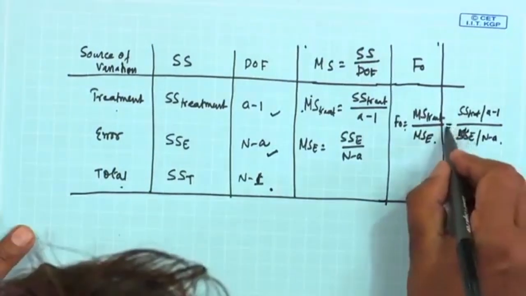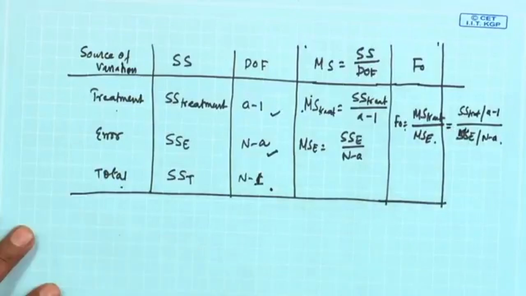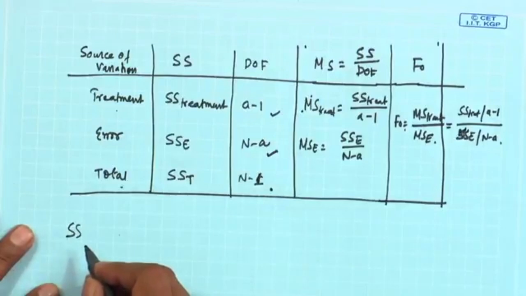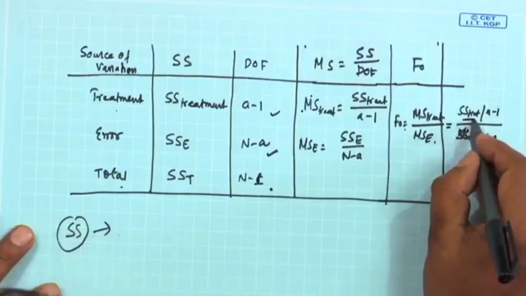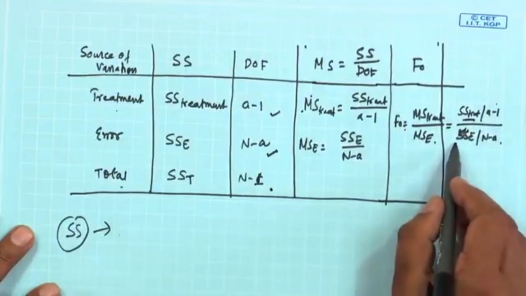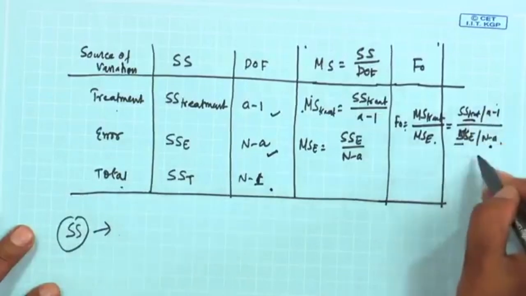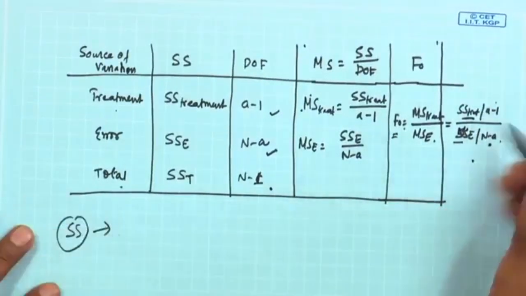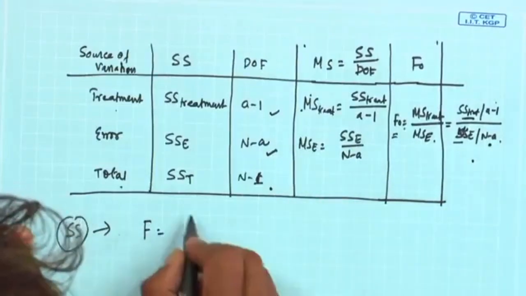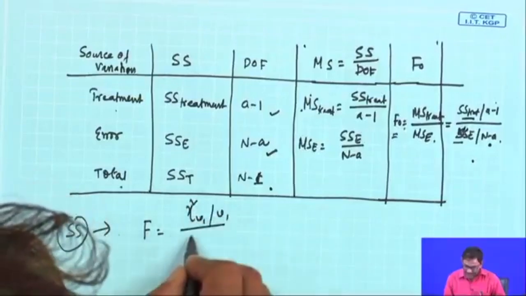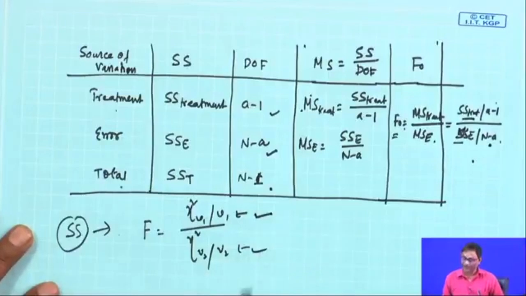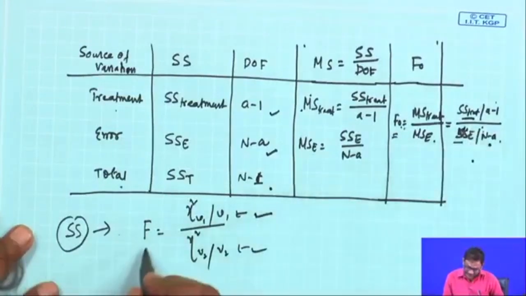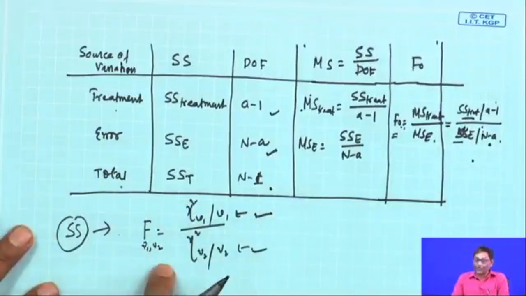If you recall, when I talked about sampling distribution, I gave you that SS follows a chi square distribution with n minus 1 degrees of freedom. So, here SS treatment follows a chi square distribution with a minus 1 degrees of freedom, and SS error with n minus a degrees of freedom. F0 is the ratio of two chi square variables weighted by their respective degrees of freedom. For the F distribution, we say chi square nu 1 by nu 1, divided by chi square nu 2 by nu 2, where nu 1 is the numerator degrees of freedom and nu 2 is the denominator degrees of freedom.